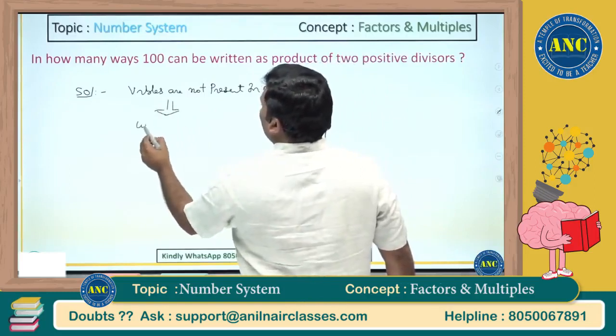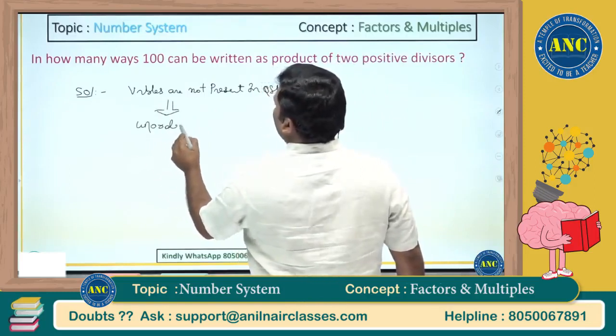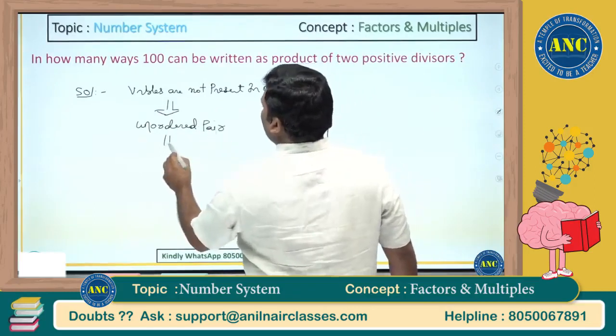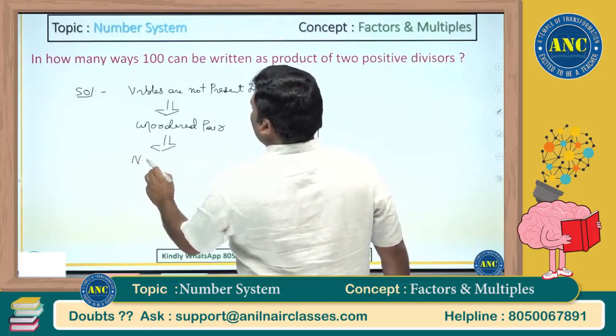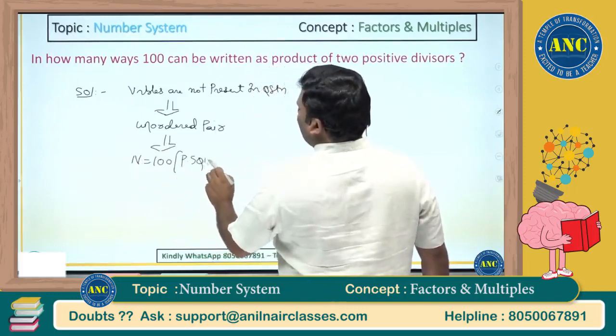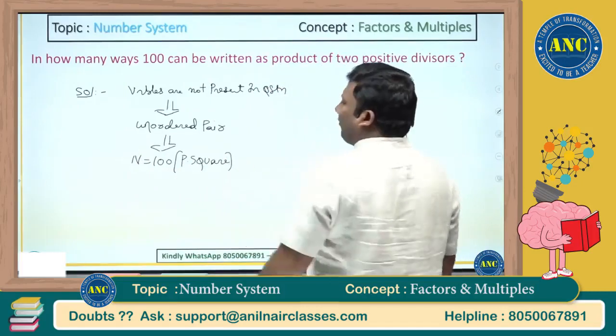Then it is an unordered pair. In an unordered pair, we have to check whether the number is a perfect square or not. 100 is a perfect square, since 10 squared is 100.